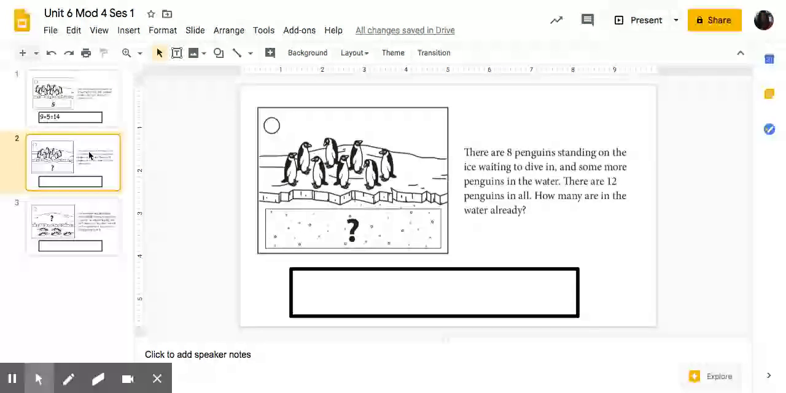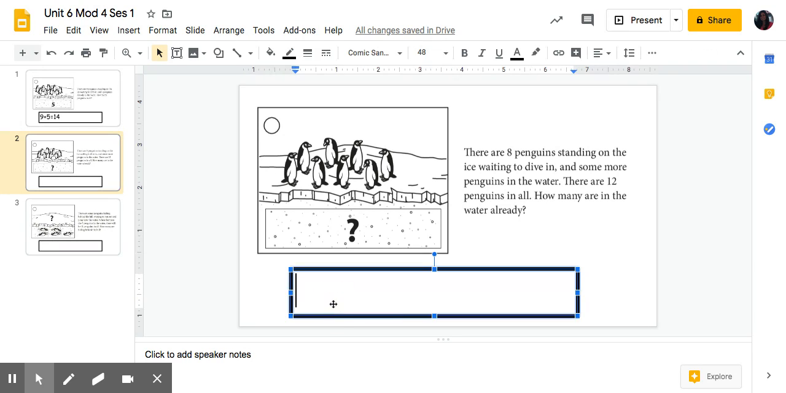Let's look at this story problem. There are 8 penguins standing on the ice waiting to dive in, and some more penguins in the water. There are 12 penguins in all. How many are in the water already? So we know we already have 8 penguins on the ice. That is one part. So I know I'm going to put 8 here. And there are some more penguins in the water.